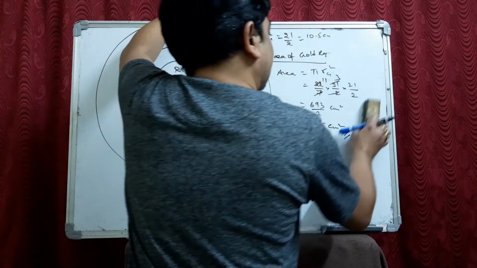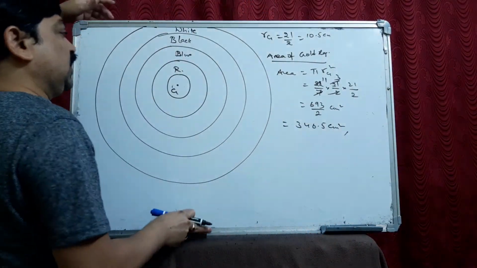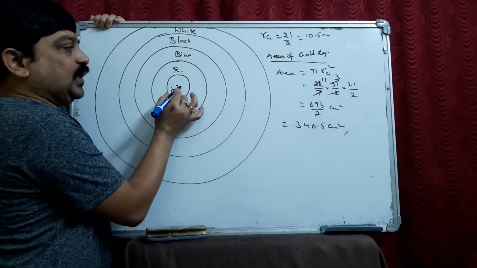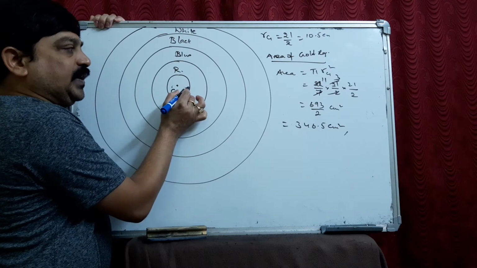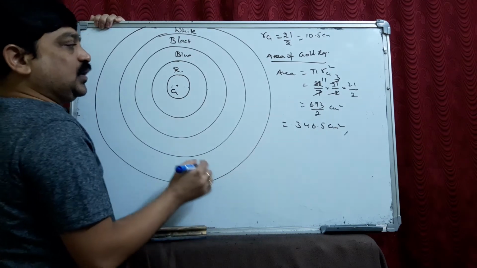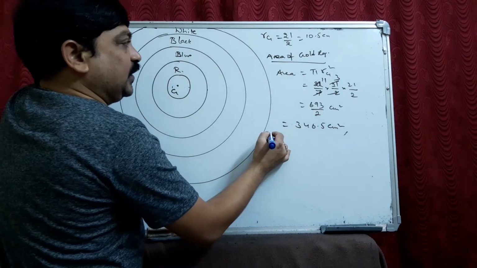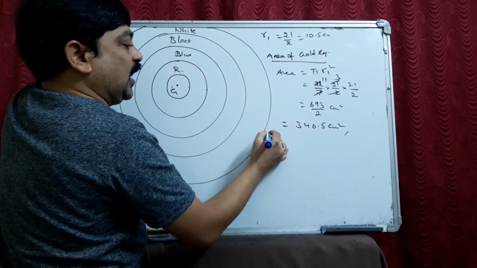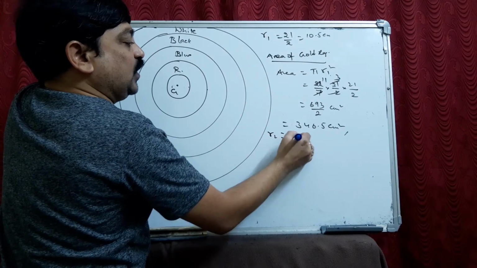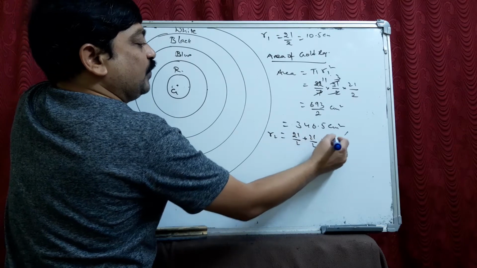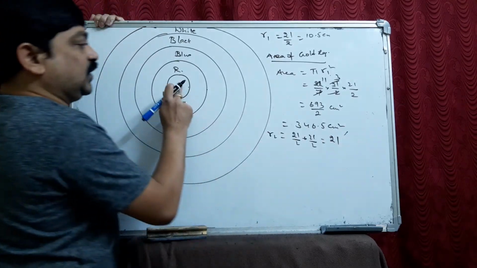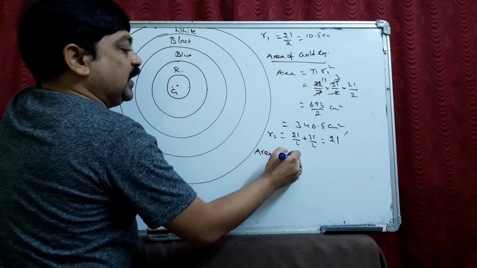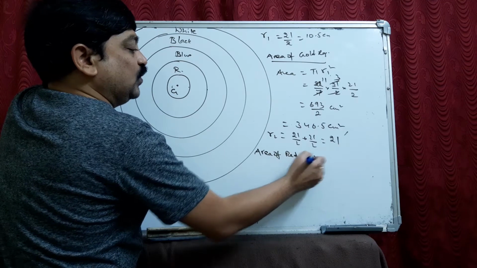Now to find the area of the red region, see carefully. What do we say? Now the radius will be what? Here it is 21 by 2, that means 10.5, and here it is 10.5. We take this one as R1. R2 will be equal to 21 by 2 plus 21 by 2, that is equal to 21. So R2 is 21.